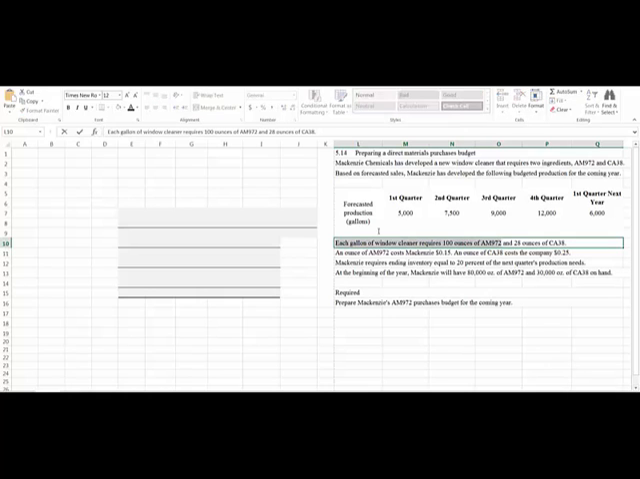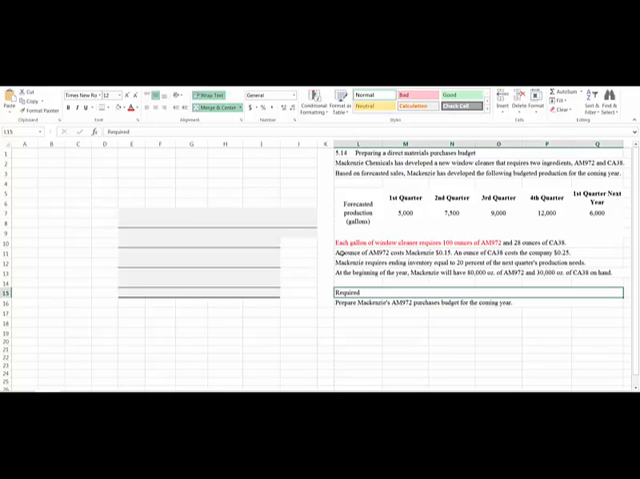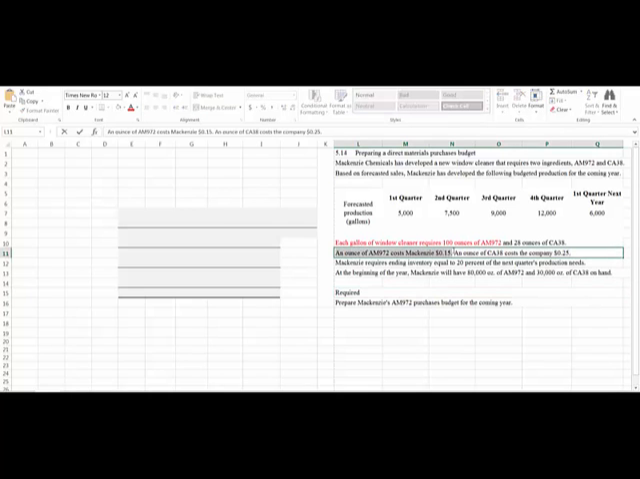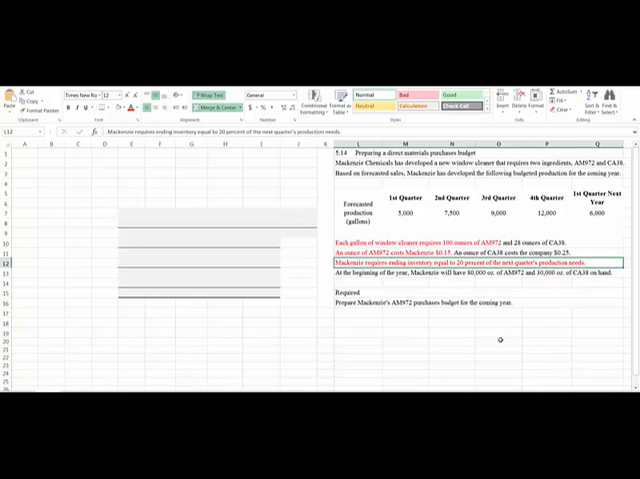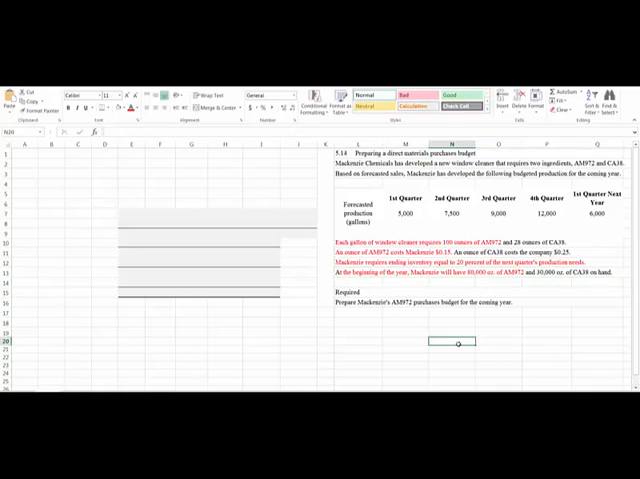Alright, so each gallon of window cleaner requires 100 ounces of AM972. The other thing they tell us here, an ounce of AM972 costs 15 cents. Also, McKinsey requires ending inventory equal to 20% of the next quarter's production needs. And finally, their beginning inventory is going to be 80,000 ounces of AM972.